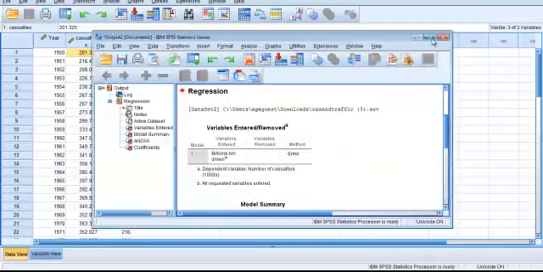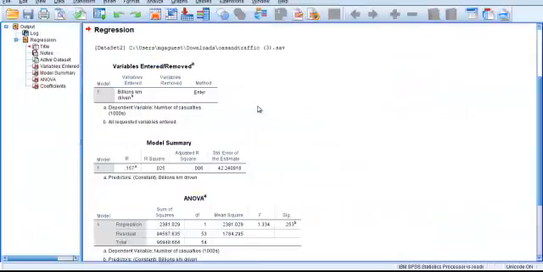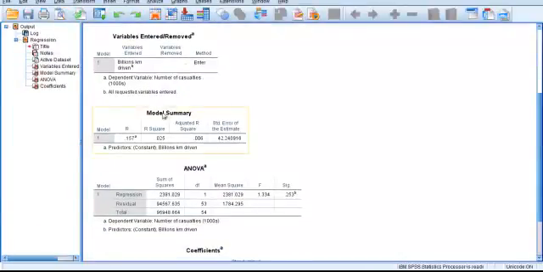And here's our output. In the first table, model summary, we see that the R square value is 0.025. This means that 2.5% of the variability in number of casualties can be explained by miles driven. So that's not a lot at all. That means that 98% of the variability is unexplained and is not predicted by this test. So right off the bat, I'm thinking, hey, maybe miles driven isn't a good indicator of number of casualties, but we'll see.